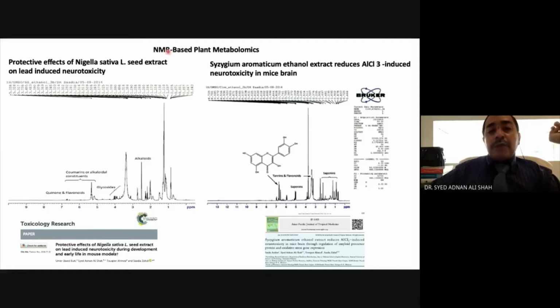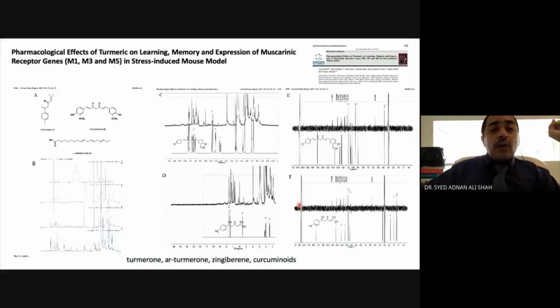So this instrument is also used for this crude study. If, let's say, you want to study only your crude extract, it gives a lot of information about the chemical constituents in a sample. This is also one of the studies that has been done, on the pharmacologic effect of turmeric, which has already been published.